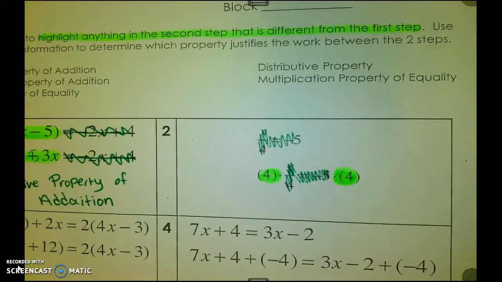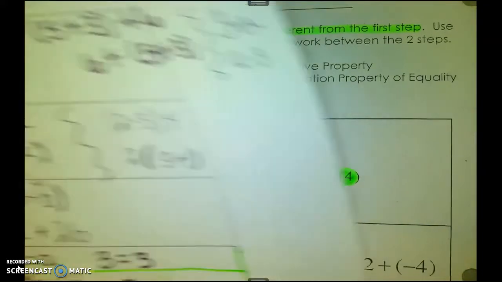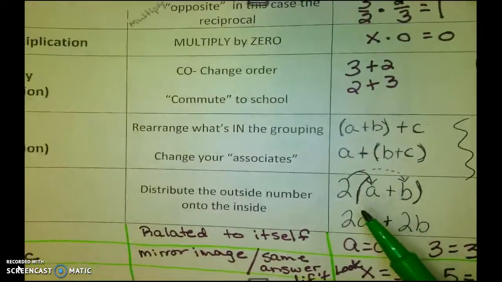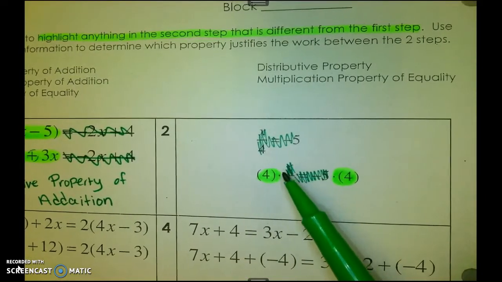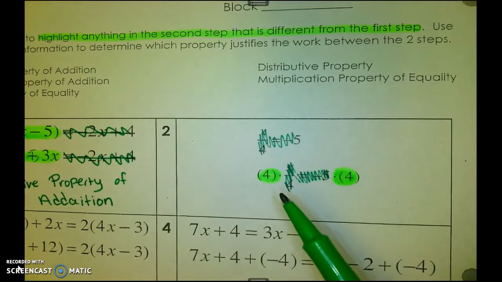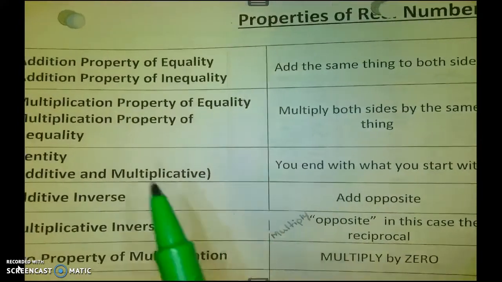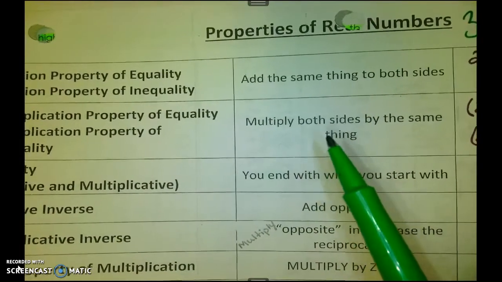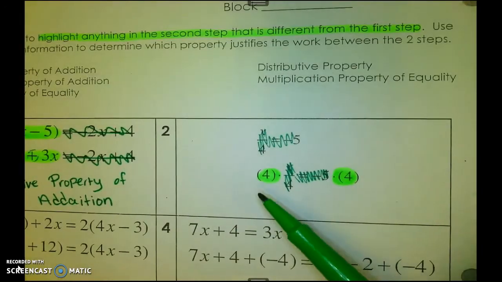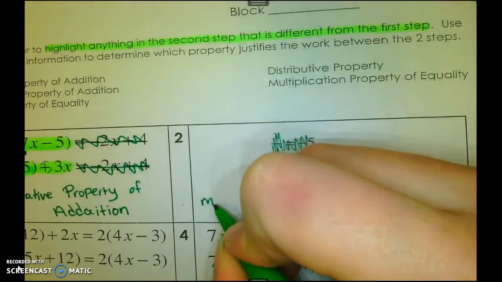Well, a couple things that I know. I know distribution has to have parentheses. All right, distribution has something outside of the parentheses, and it's multiplying inside parentheses. That doesn't look like that's exactly what's happening here. Instead, it looks like we are multiplying by 4 on both sides. Oh, you know what that looks like? It looks like the multiplication property of equality, where we're multiplying both sides by the same thing. So this is the multiplication property of equality.